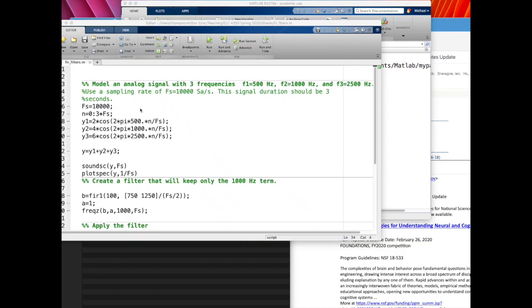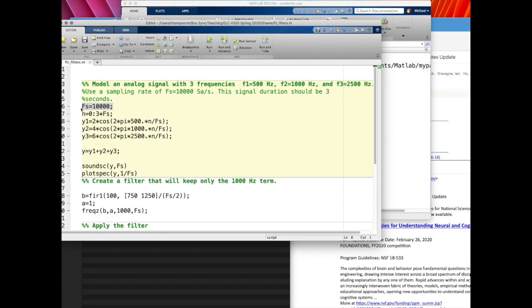We're going to work through some additional examples of creating sinusoids and then making FIR filters that manipulate the corresponding output. Alright, so let's start with 3 sinusoids. Let's make one of them 500 Hertz, the other one 1000 Hertz, the other one 2500 Hertz. We're going to make a sampling rate of 10,000 samples per second. That should be fast enough because the highest frequency is 2500 Hertz.